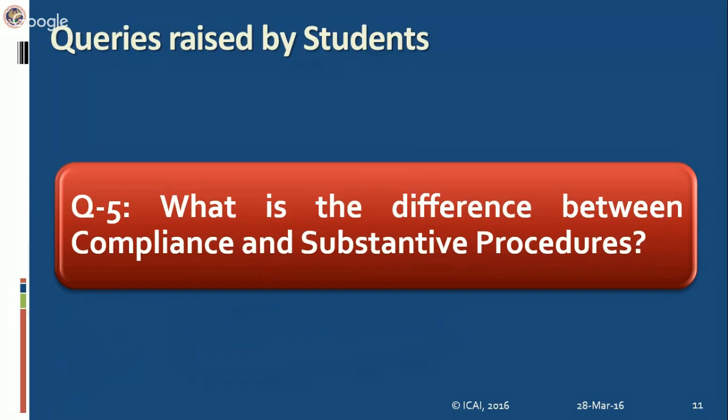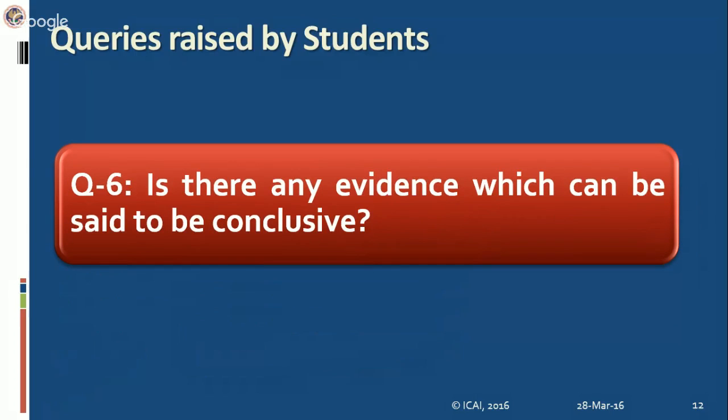What is the difference between compliance and this? I will be explaining in this lecture. Is there any evidence which can be said to be conclusive? As an auditor, whatever evidence is obtained, the evidence is persuasive only. Please remember, don't go after this word conclusive. As an auditor, whatever evidence I get is persuasive only.